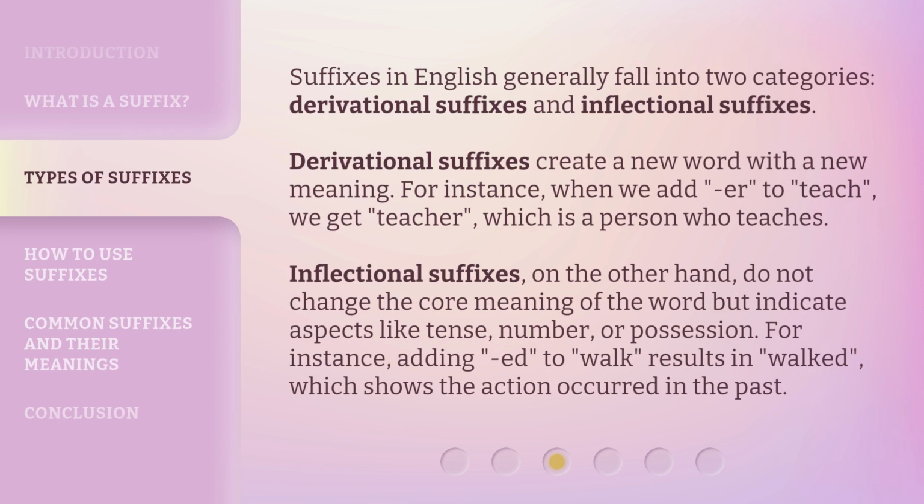Suffixes in English generally fall into two categories: derivational suffixes and inflectional suffixes. Derivational suffixes create a new word with a new meaning. For instance, when we add -er to teach, we get teacher, which is a person who teaches. Inflectional suffixes, on the other hand, do not change the core meaning of the word but indicate aspects like tense, number, or possession. For instance, adding -ed to walk results in walked, which shows the action occurred in the past.